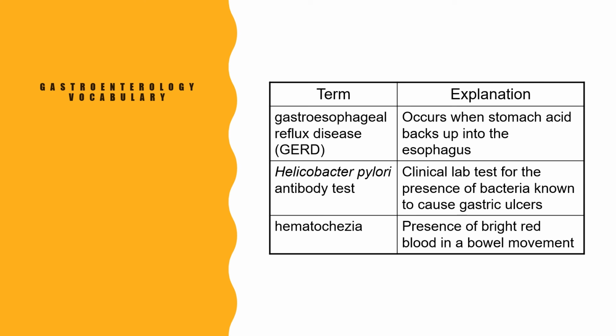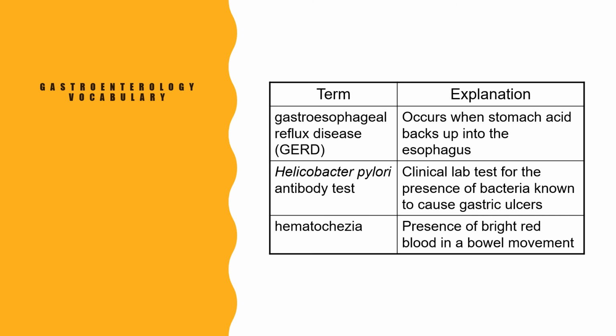Gastroesophageal reflux disease, or GERD, occurs when the stomach acid backs up into the esophagus. Helicobacter pylori antibody test, or an H. pylori antibody test, is a clinical lab test for the presence of bacteria known to cause gastric ulcers.